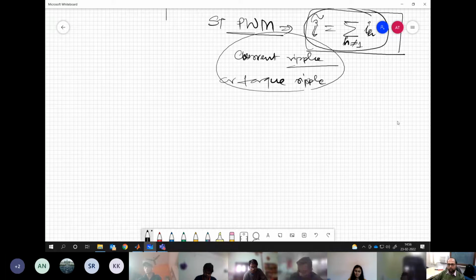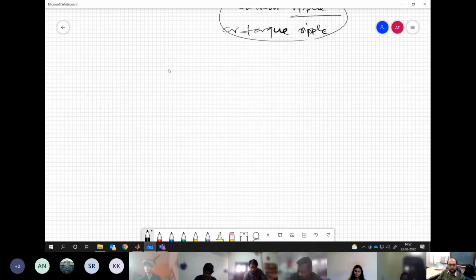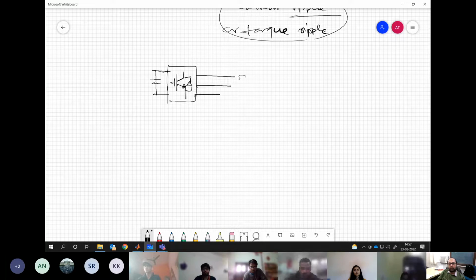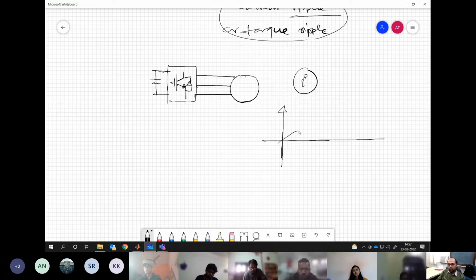So for example, let us take the example of a three-phase system. We have, let us say, the converter. Some DC bus voltage is there and this is connecting to some motor. I'm not saying this is an induction motor or what kind of motor it is, but some AC motor. Now what are we trying to compute? We are trying to compute the current in this. In general, when we have a system with PWM operation, we will have this sinusoidal current, and then there will be some ripple sitting on this.